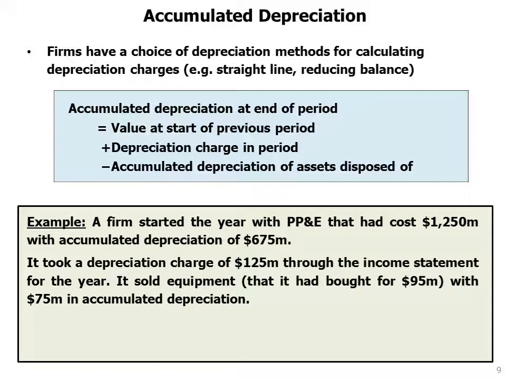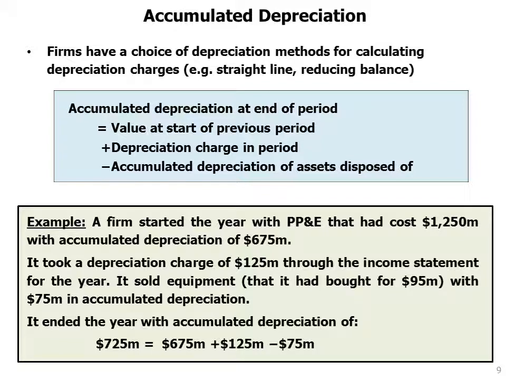So let's look at an example. I'll use the same numbers as in the previous example. It started the year with PP&E that cost 1,250 million, with accumulated depreciation of 675 million. It took a depreciation charge of 125 million through the income statement for the year, and it sold equipment that it had bought for 95 million that had 75 million in accumulated depreciation. So it ended the year with accumulated depreciation of 675 million at the start, plus the charge of 125 million, less the 75 million in depreciation on assets that were disposed of, giving us 725 million.